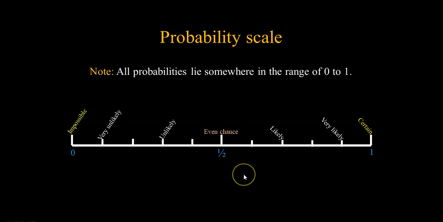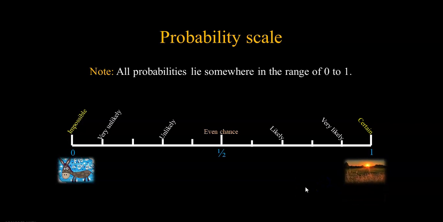As we saw with the first three statements in the beginning, the probability of a donkey flying is 0 because it is impossible. The probability that the sun will rise tomorrow is 1 because it is certain. And the probability of a newborn baby being a girl is half, because there is an even chance of a baby being a boy or a girl.